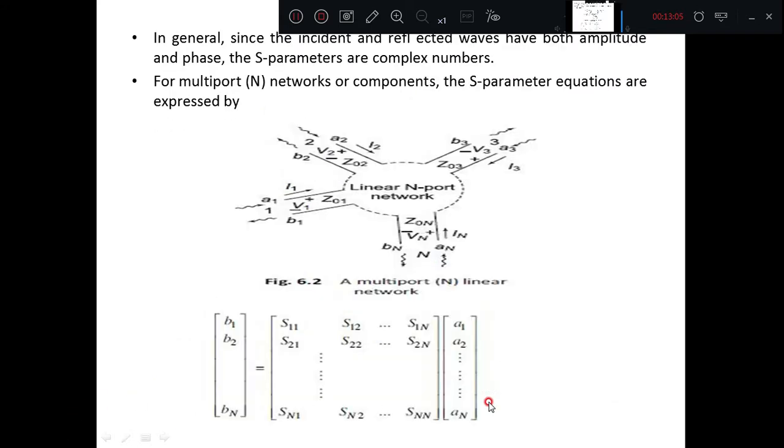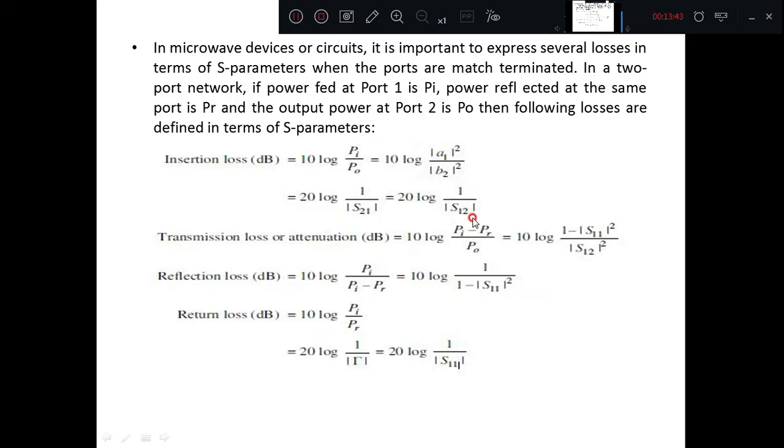So this is the case for a two-port network. Now we have the N-port network, or multi-port network, where many devices are connected at the junction point. For a multi-port network, the S parameters relate the scattered waves at ports P1, P2 up to Pn with A1, A2 up to An. So this is the matrix representation of S parameters for a multi-port network.